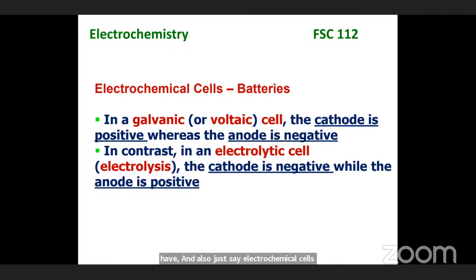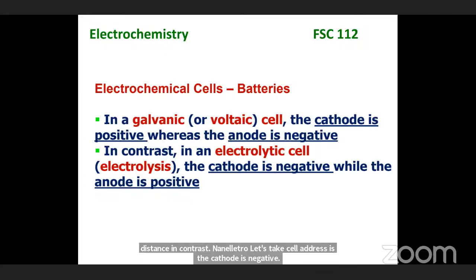So in a galvanic or voltaic cell, the cathode is positive, whereas the anode is negative. Now, this is the opposite of what you have in electrolysis. In electrolysis, the cathode is negative. Okay, so maybe to help you, well, that's what the second thing is saying. In contrast, in an electrolytic cell, electrolysis, the cathode is negative and the anode is positive.